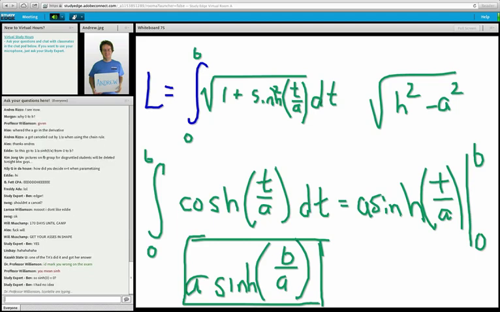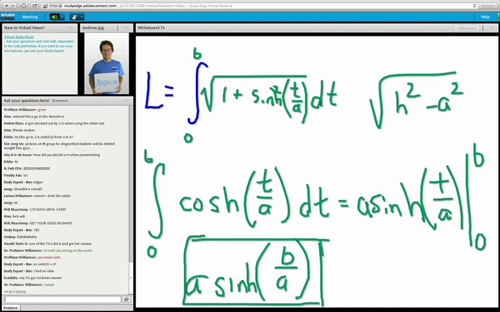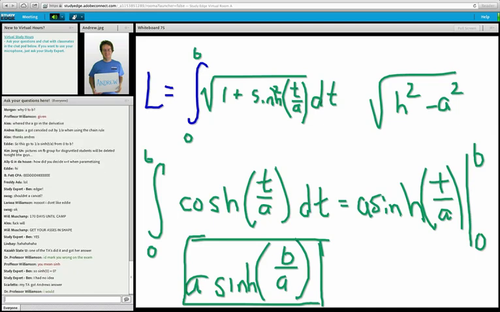Yes, hyperbolic sine of 0 is 0. Yes, hyperbolic cosine of 0 is 1. Kind of like the regular cosine and sine.